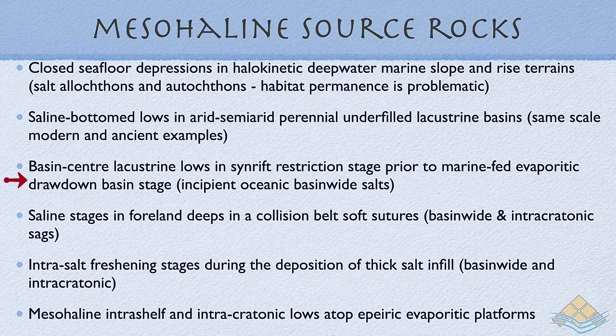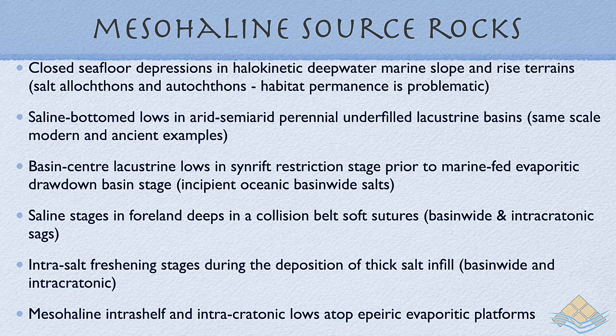They encompass basin centre lacustrine sumps in opening rift restricted phase successions with a sub-sea level base to the succession and a marine-fed evaporitic drawdown hydrology. And these typify incipient oceanic basin-wide salts. Then we have the sub-sea level foreland deep marine-fed collision belt basins with both basin-wide and intracratonic associations, and the intrasalt freshening stages during saline giant infill of a sump, with once again both basin-wide and intracratonic successions.